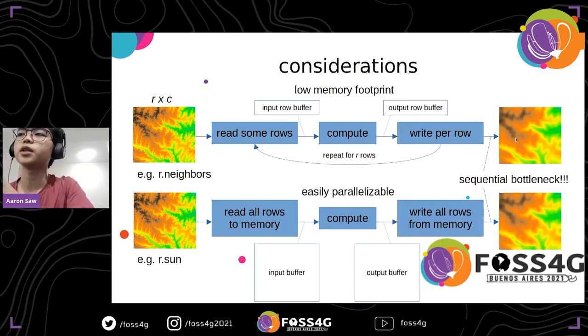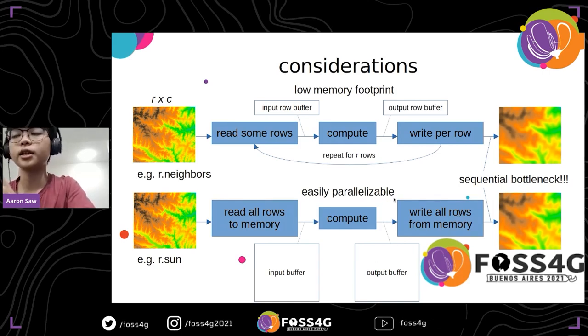And this actually brings some consequences. Basically, for the first type, it's not easy to parallelize because the threads need to wait for each other's work to complete before they can move on to pick up the next row. But the second type is very easy to parallelize because we can just parallelize the read section and the computational section, and leave the write section totally sequential.